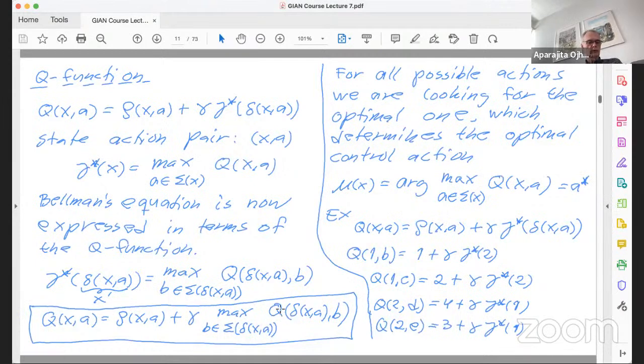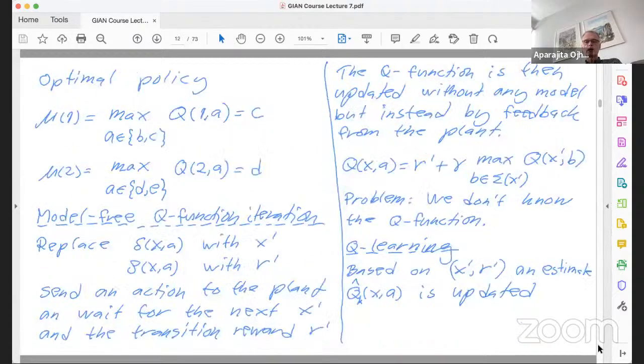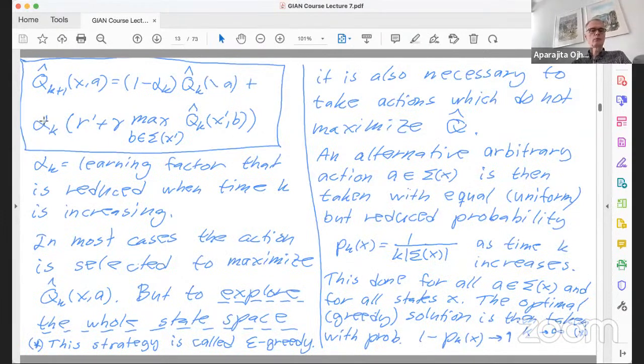The problem is that we don't know the Q function, but what we assume then is that we have an estimate of the Q function. So we can say first that generally we replace now the raw function with next reward and the delta function with next state. But the problem is, once again, that we don't know the Q function. On the other hand, as in many other applications, we could start with some guess, an estimate, and then simply iterate this equation. And then the question is, how do we iterate this equation?